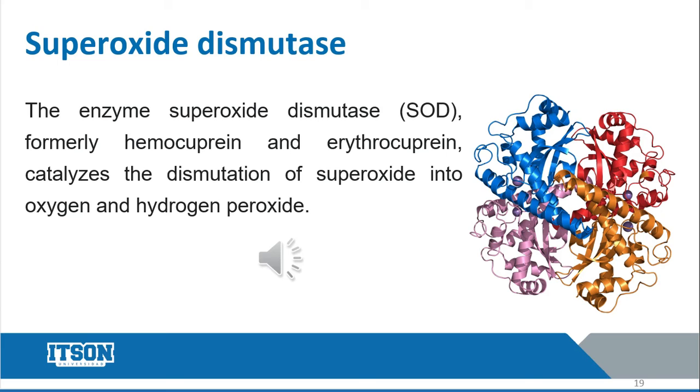Superoxide dismutase is an enzyme that catalyzes the dismutation of superoxide into oxygen and hydrogen peroxide. It is used in cosmetic products to reduce free radical damage to the skin, for example, to reduce fibrosis that occurs as a result of radiotherapy.